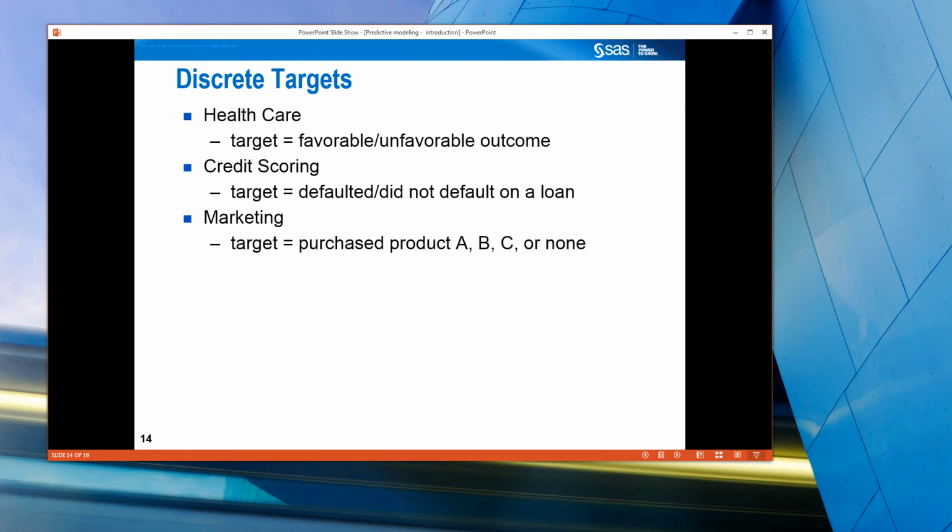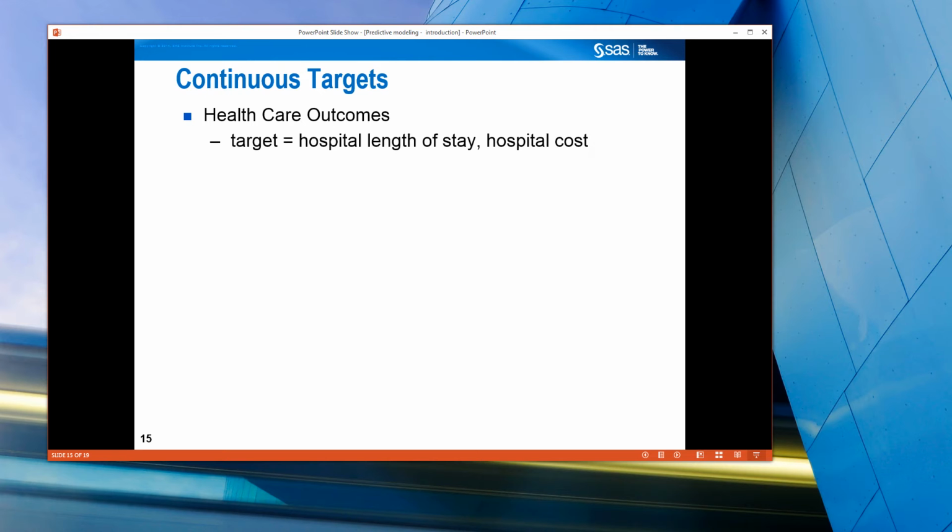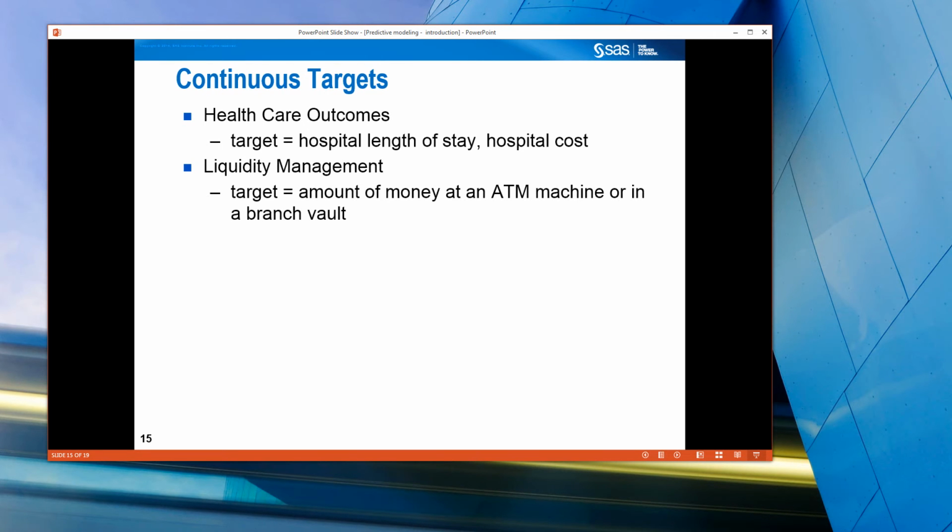In marketing, you could try and target that this customer will purchase product A, or product B, or product C. So there could be multi-level discrete values. On the other hand, continuous target variables in healthcare could be how long a customer may stay in a hospital, which may be of interest for a data analyst, or how much cost this customer is going to incur. So these are continuous variables. And in finance, the amount of money a bank should keep in an ATM could be a target variable.